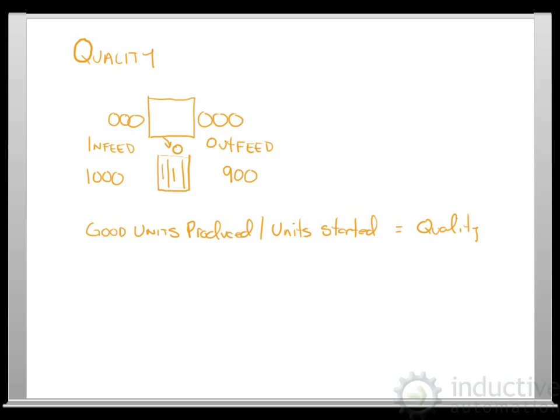And that's going to equal our quality. So in our case here, good units produced on the out feed is 900. Units started is 1,000. We divide that and we get a 90% quality figure. So the idea is if we had 1,000 that we started and we produced 1,000, then we have none that went into trash. And our system is just that much more efficient than if we put 100 into trash and only produced 900 when we could have produced 1,000.